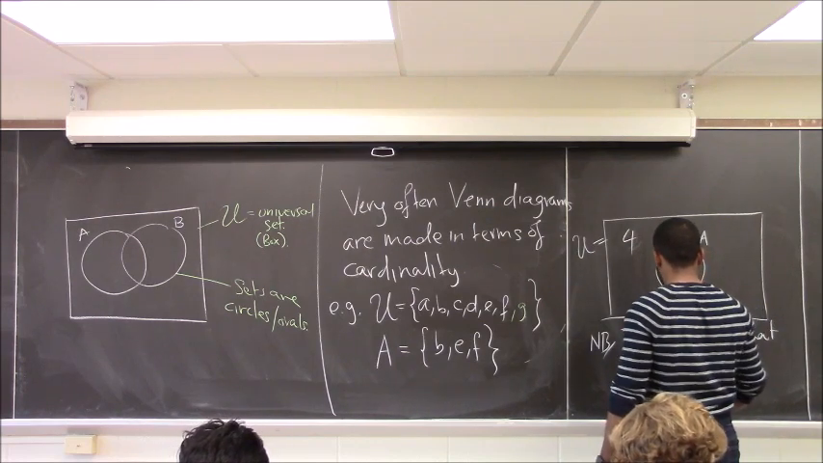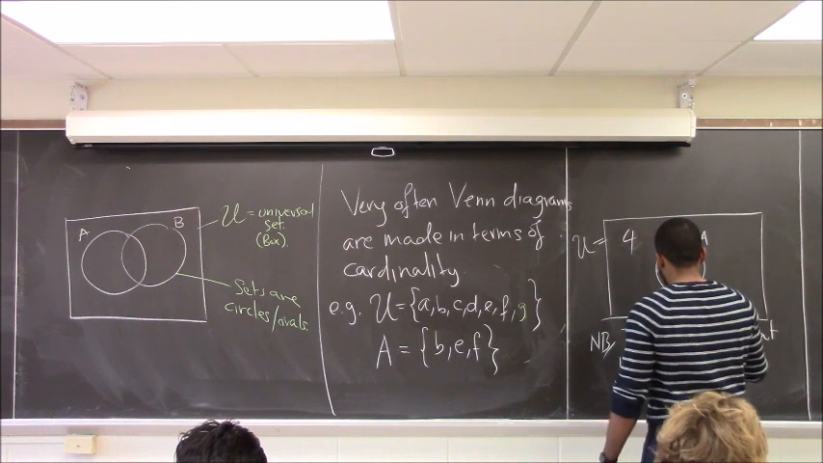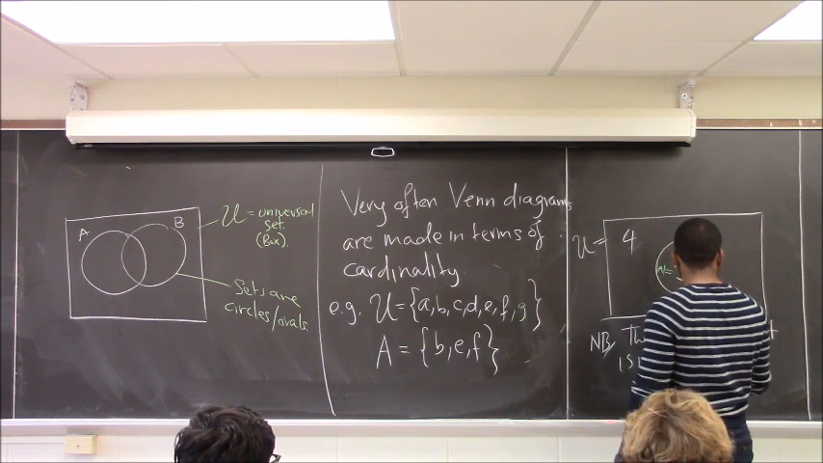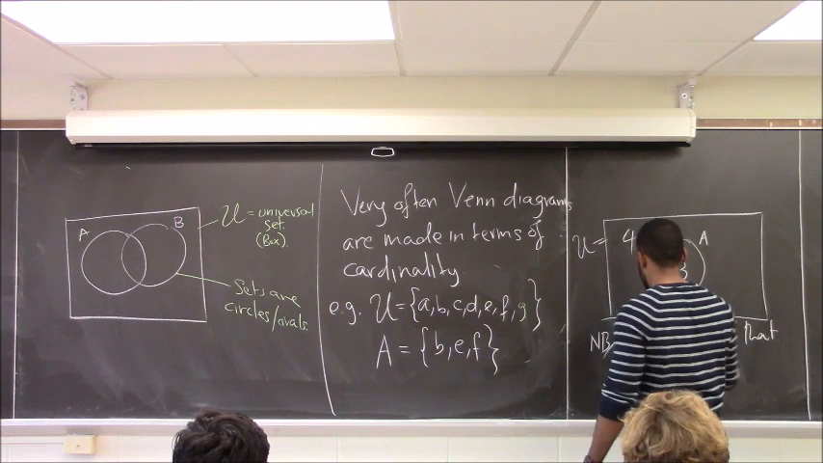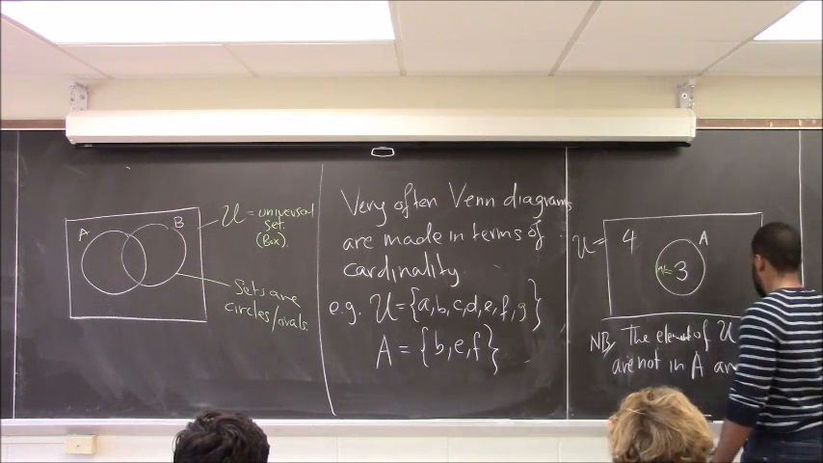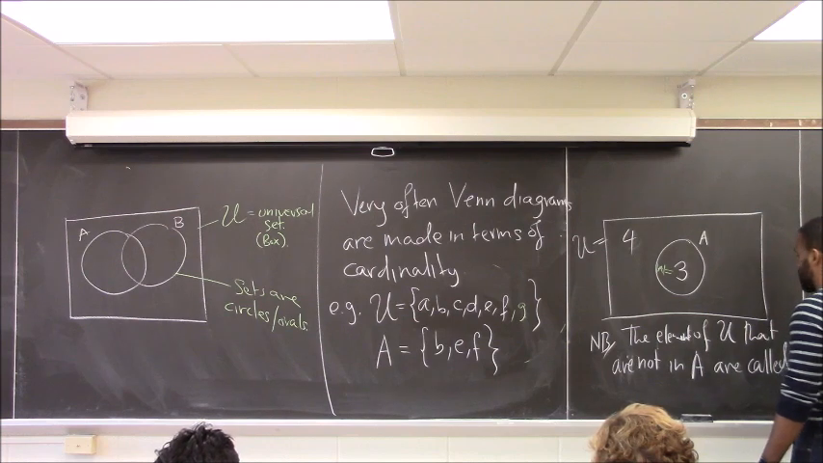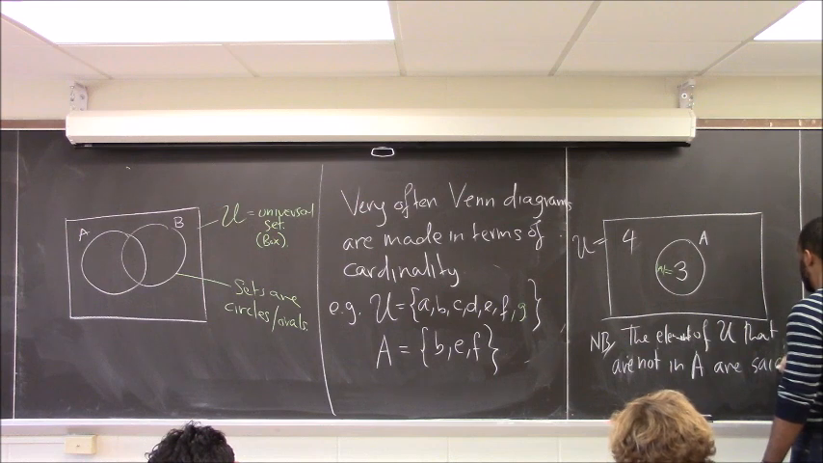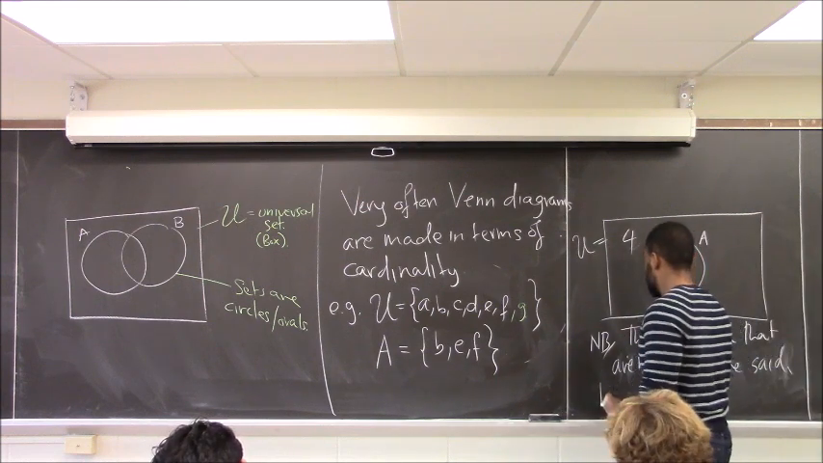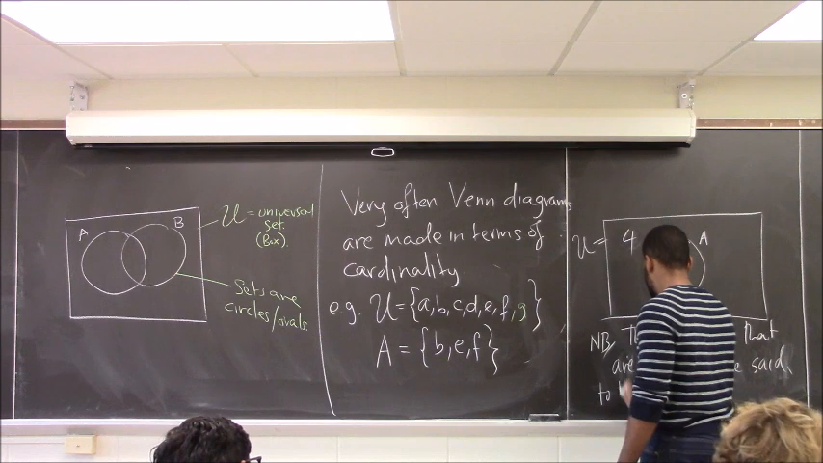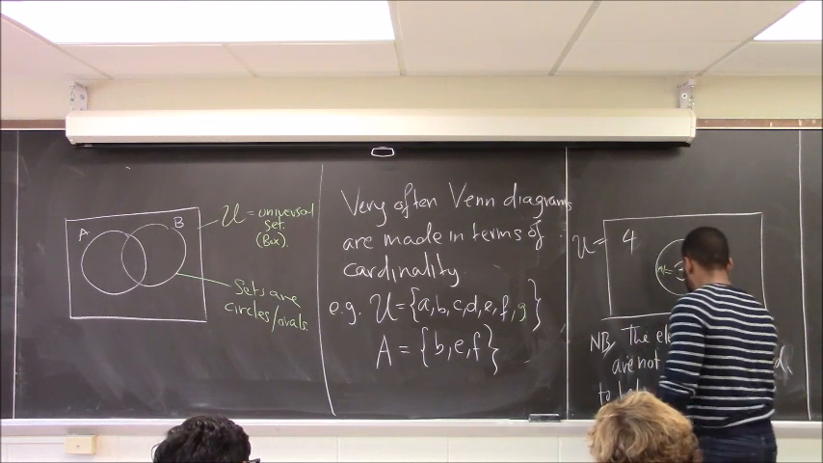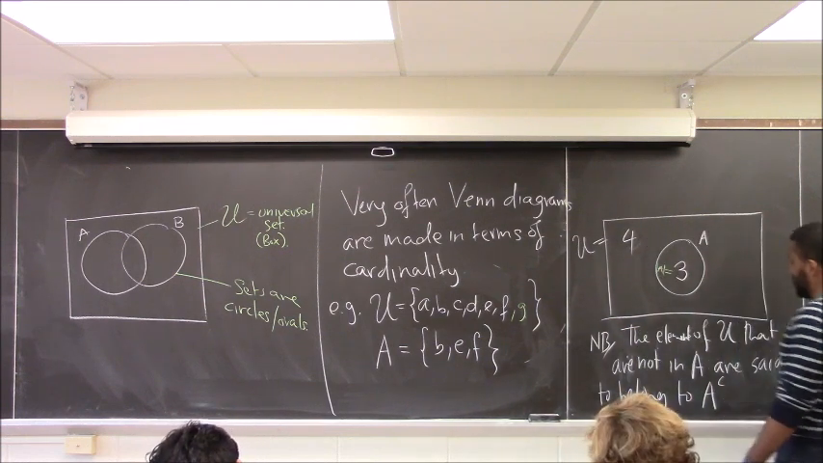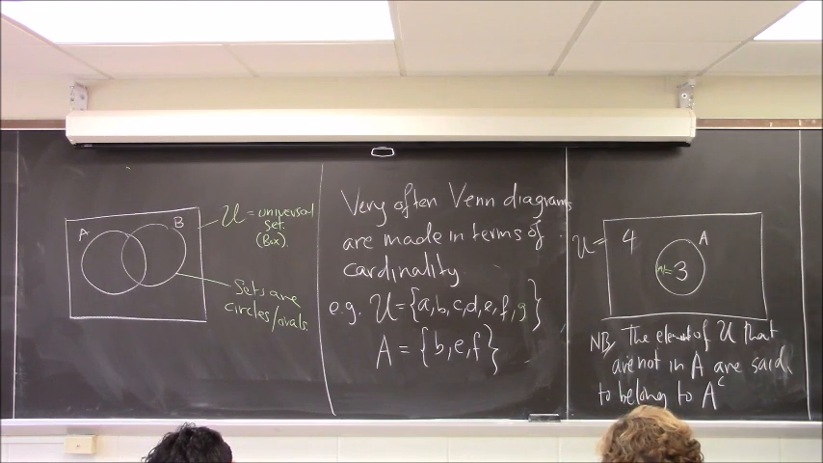The elements that are not in A are said to belong to the complement. To the complement. To belong to a complement, spelled with an E, which Christine was aware of, but he let me write it down. I didn't know. It's a joke.